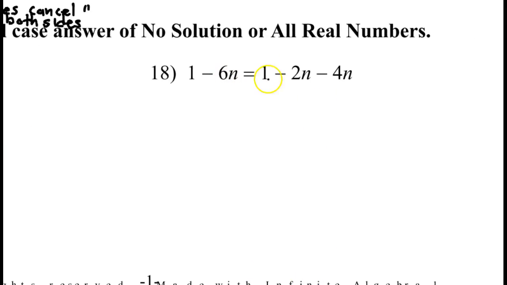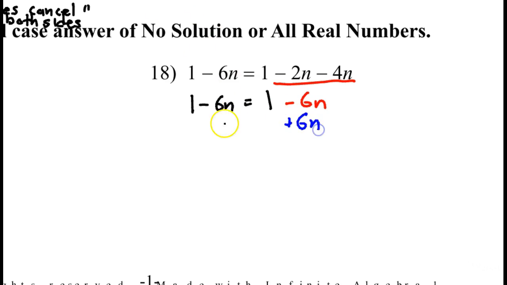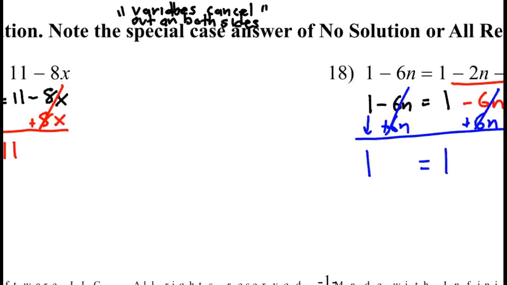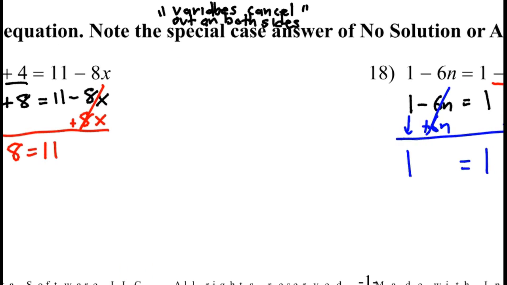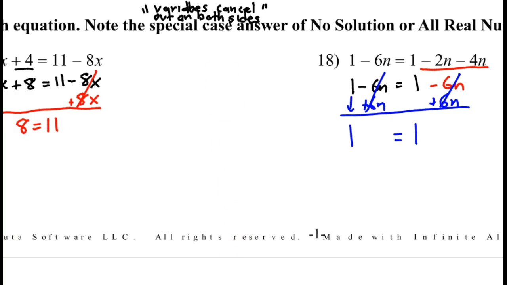And on number 18, we'll have negative 6n there. And when you go to solve this, you see, once again, variables cancel out on both sides. You're left with 1 right here, and you're left with 1 on the right-hand side. So what was the convention we used to know if it's all real or no solution?